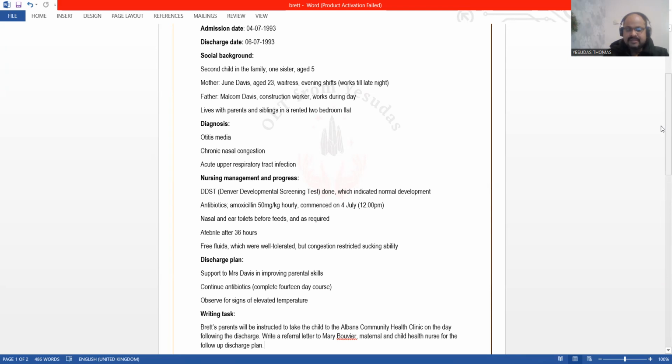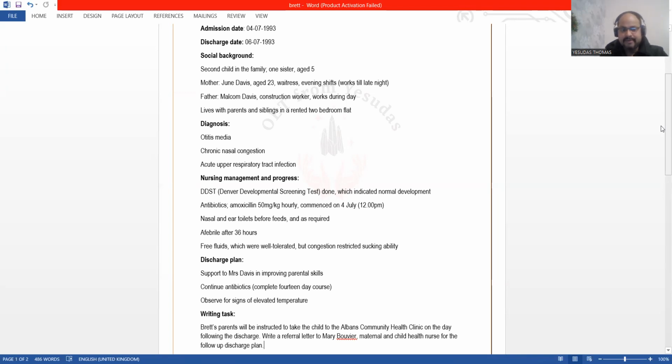Now this problem was addressed by nasal and ear toilets. So ear irrigation and nasal irrigation before feeds. So this clears the congestion. So that's why we have given that. So the antibiotics has cleared the acute respiratory tract infection and otitis media. The signs were witnessed after 36 hours.